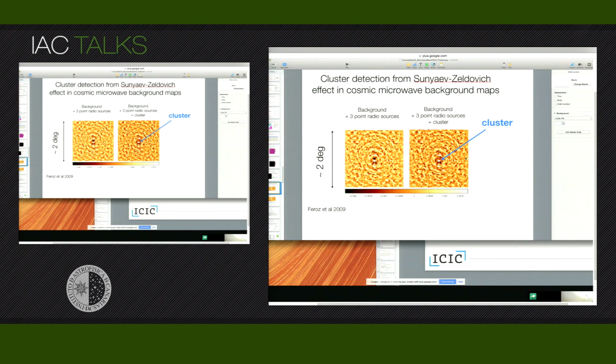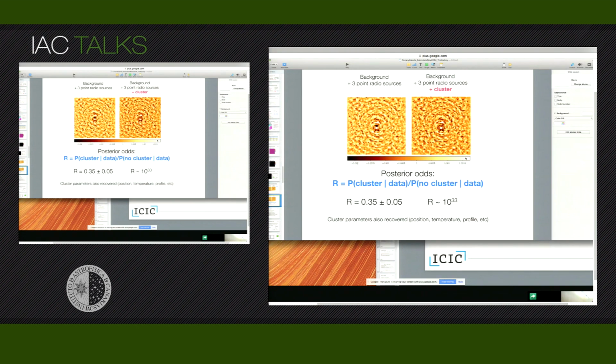Now the question is, how do you determine whether or not there is a cluster, keeping in mind that the point radio sources are unknown. I mean, we know that they are in there, and we don't know how many of them there are, and we don't know whether the cluster is in there. So there's lots of complicated parameters that we need to infer and do model comparison as well. So in this example, you can see what you can do.